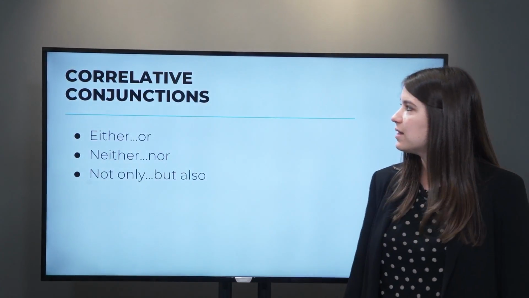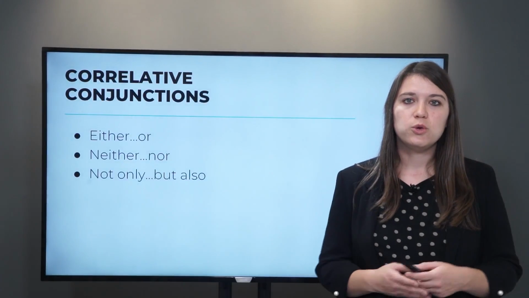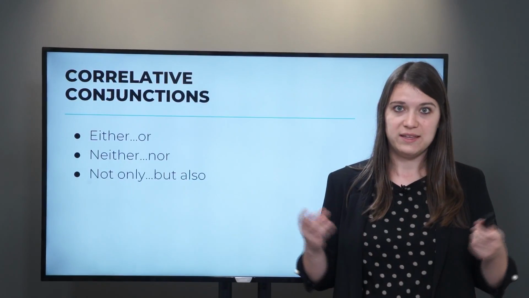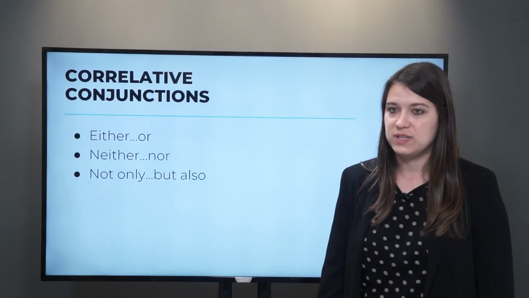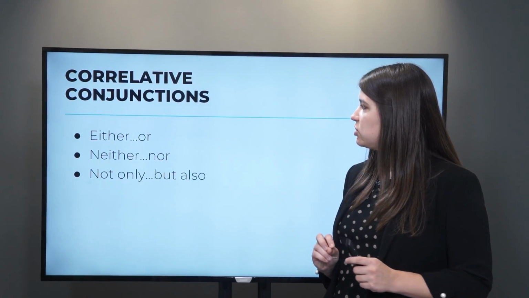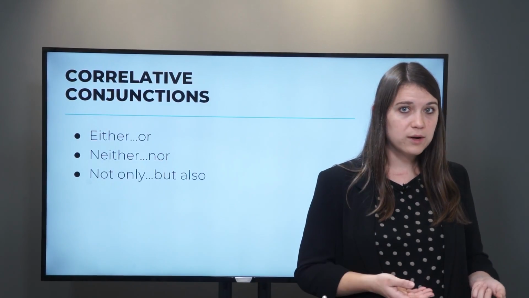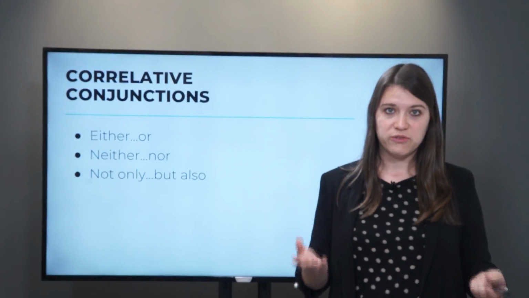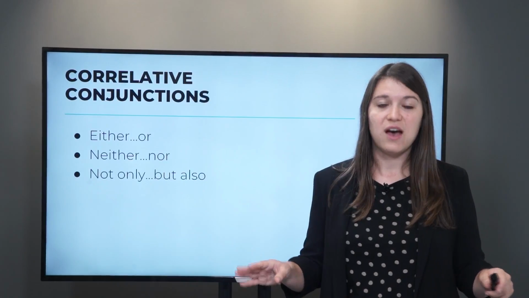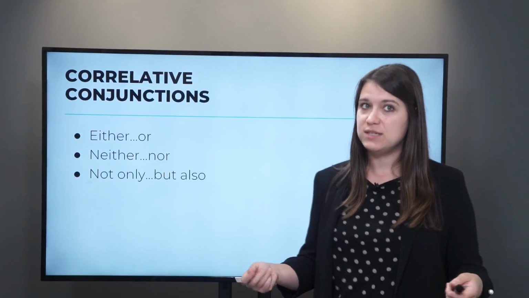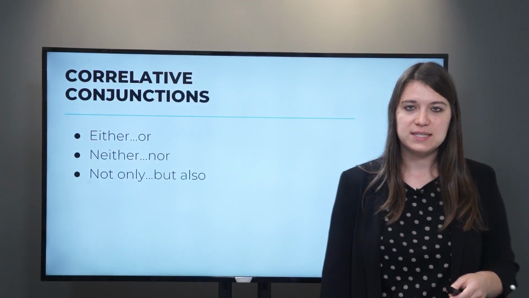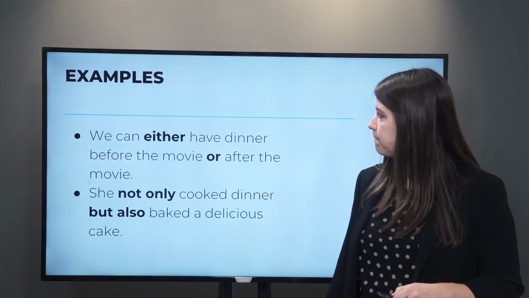Now let's talk about correlative conjunctions. Here you need to use two conjunctions in the same sentence. They connect together, both of these conjunctions. All right, so correlative conjunctions are either or, which is showing two different options, neither nor, which is showing a negative of two different options, or not only, but also. Let's see some examples here.